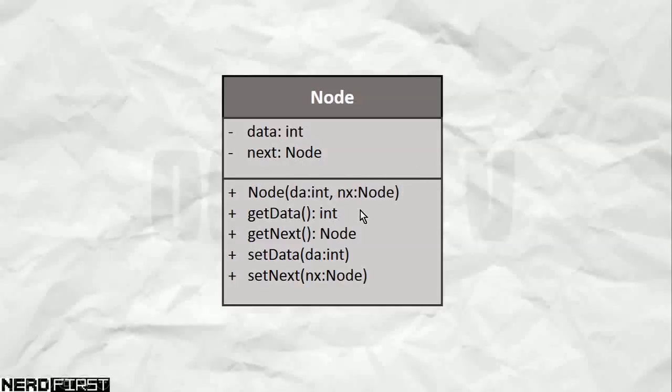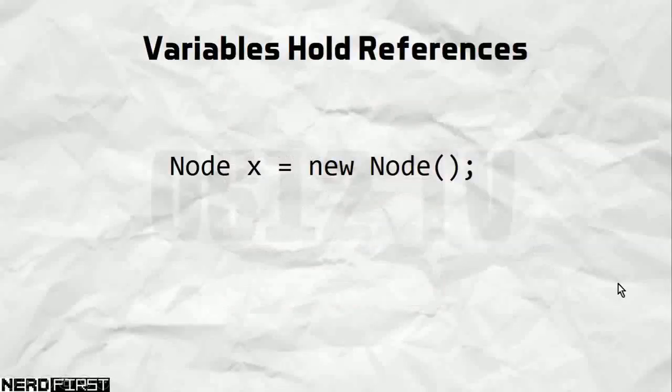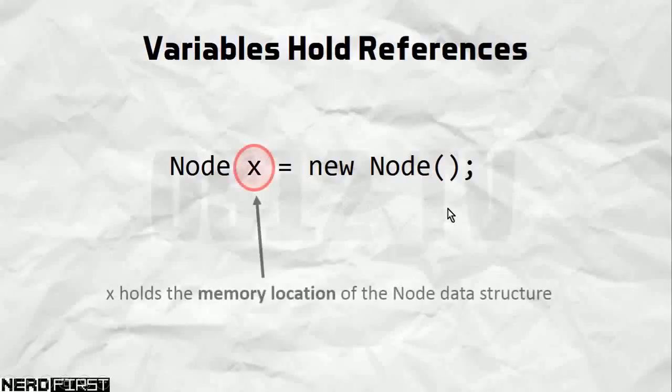Of course, we will have some getters and setters to change up these values, as well as a constructor. So, there is a bit of weirdness here because it seems like we are recursively containing a node within a node, right? So how does that work? As it turns out, Java holds references, not actual values, within its variables. What this means is, say we create a new node like this, right? We call it X. X does not contain the node itself. Instead, it simply holds a memory location.